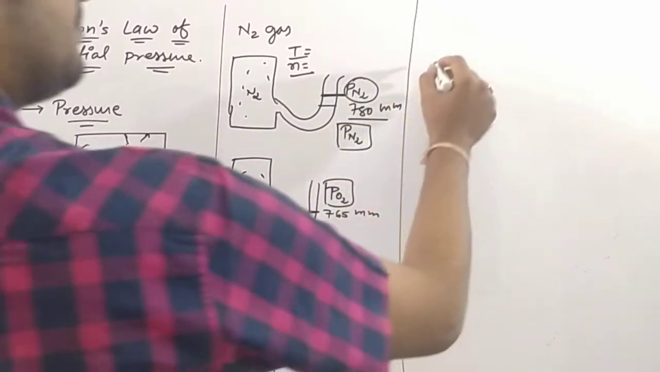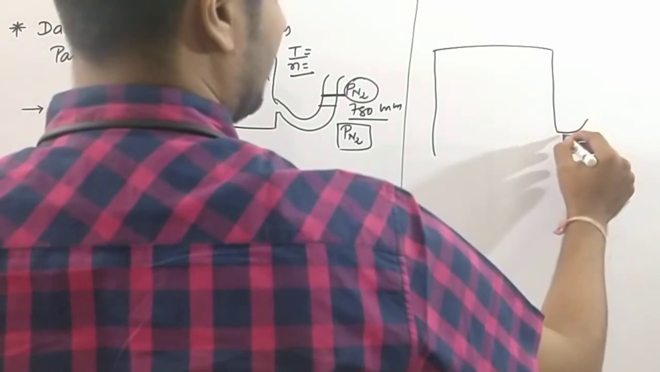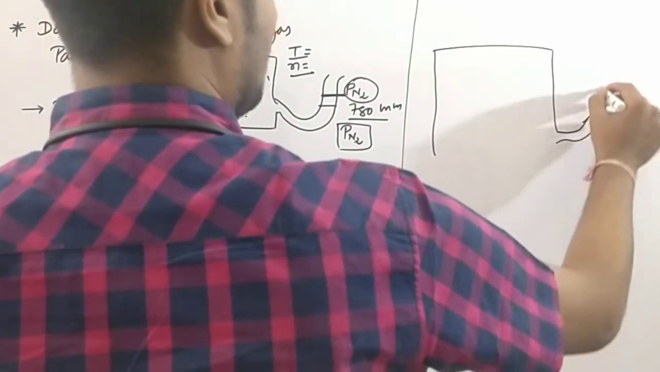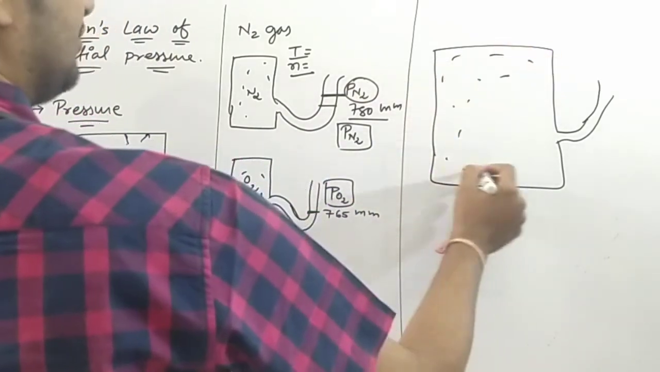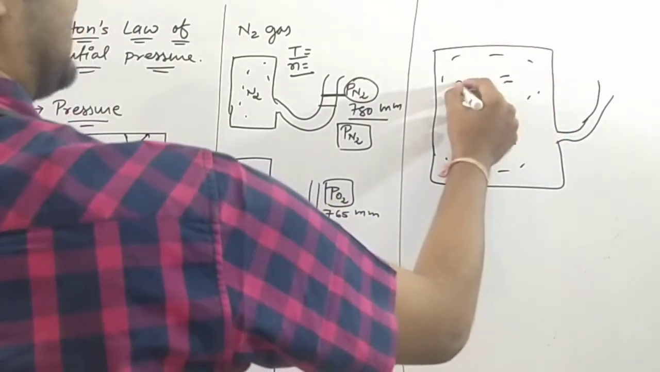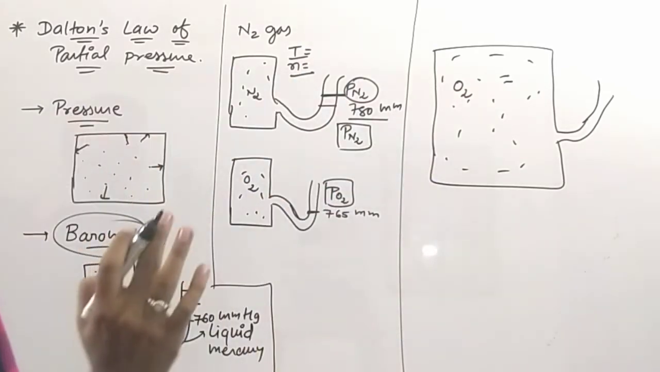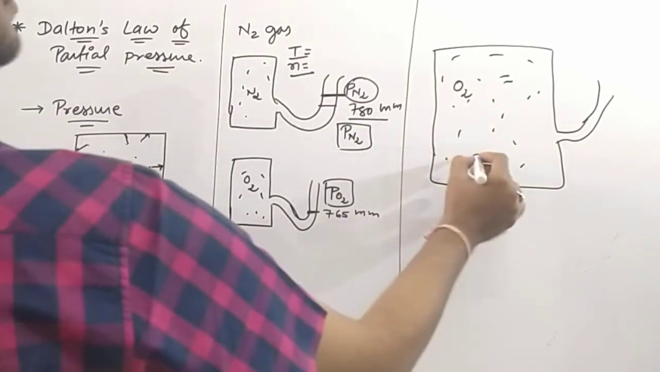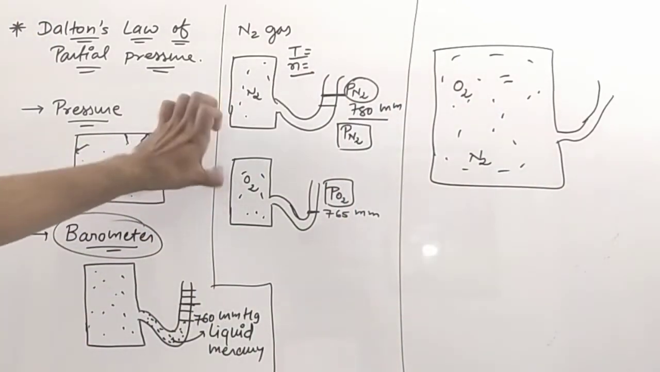Now he took a big container, I'm showing like this. In the big container, he took both the gases, my dear student. He took the same amount of oxygen and the same amount of nitrogen in the big container. So now he mixed these two gases.